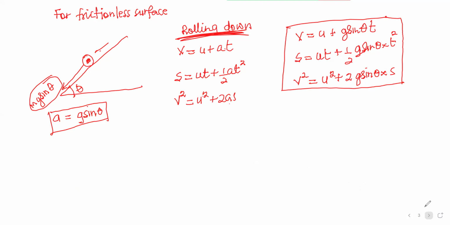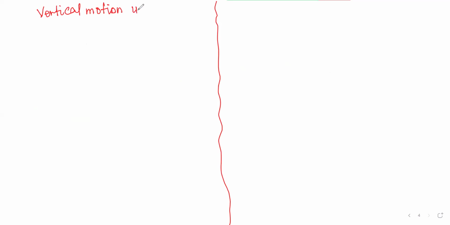Okay, so vertical motion under gravity. We have moved linearly along the floor or the ground. Let's look at when an object is shot to go up, or projected. So vertical motion under gravity.